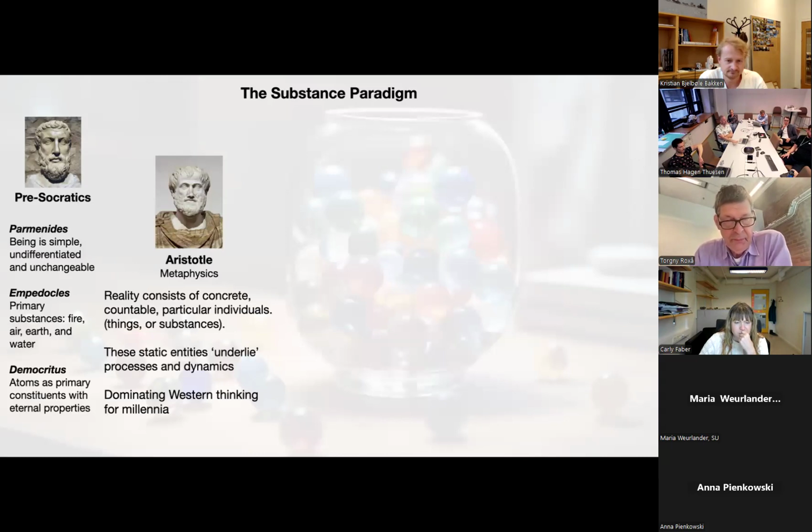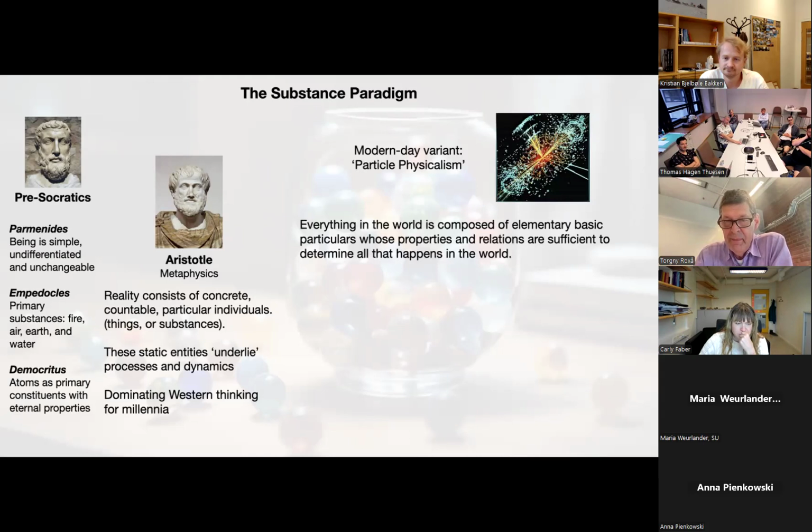And so ever since Aristotle, Western thinking has been dominated by this point of view, that reality has to consist of concrete, countable, particular individuals, little things, essentially small marbles that bump into each other. And these entities underlie processes and dynamics. So processes have to happen to something. Now, the modern day variant of this is what we might call particle physicalism. So everything in the world is composed of elementary basic particulars whose properties and relations are sufficient to determine all that happens in the world.